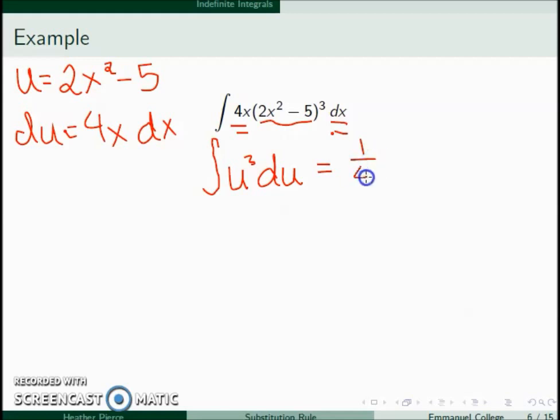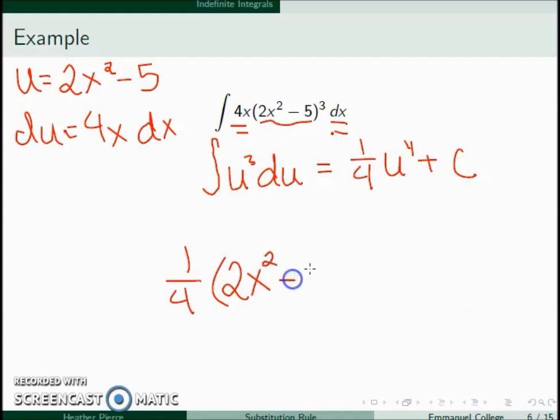And this is going to be much easier to integrate. We know that this is 1 over 4 u to the 4th plus c. Substituting back in for u gives me 1 over 4 times 2x squared minus 5 to the 4th, plus c. So before, we may have had to just multiply this expression out to try to integrate it, but now with substitution, we can do it much simpler.